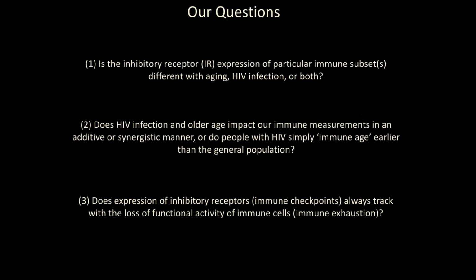Or do people with HIV simply immune age earlier than the general population? And finally, does expression of inhibitory receptors, also called immune checkpoints, always track with the loss of functional activity of immune cells? That's the definition of immune exhaustion.